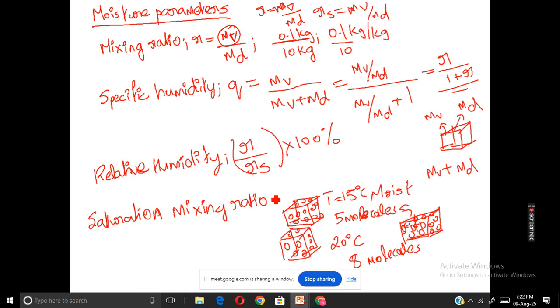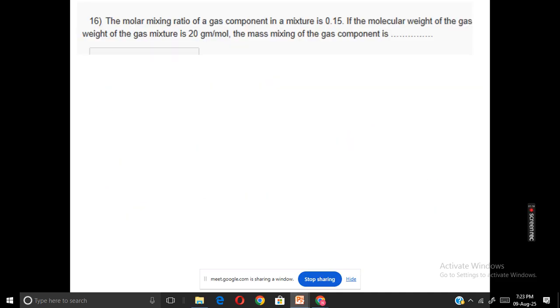So relative humidity is basically R by RS into 100, or specific humidity into 100 also. Like that also we can. Okay, so that is relative humidity. So we have mixing ratio, we have specific humidity, then we have relative humidity. These are just terms which help us to determine the amount of water vapor that is present in a given air mass.